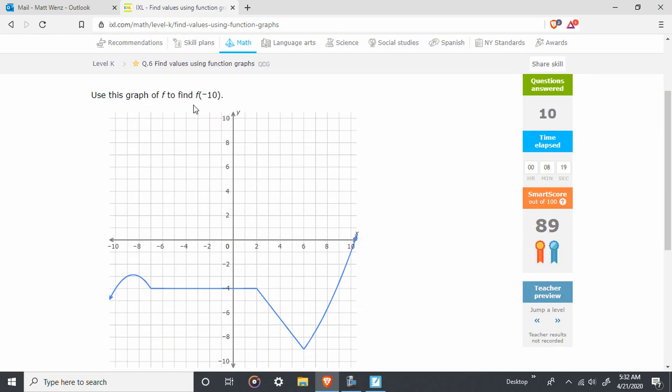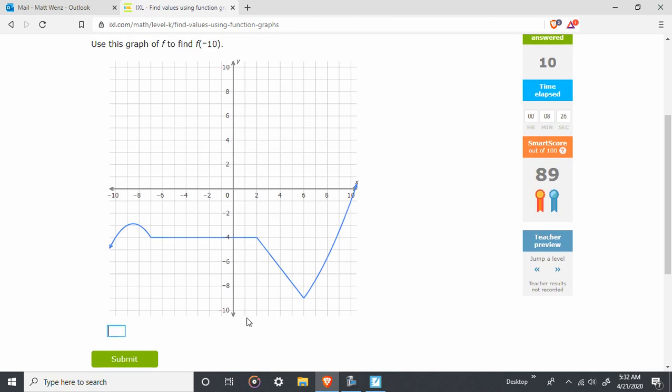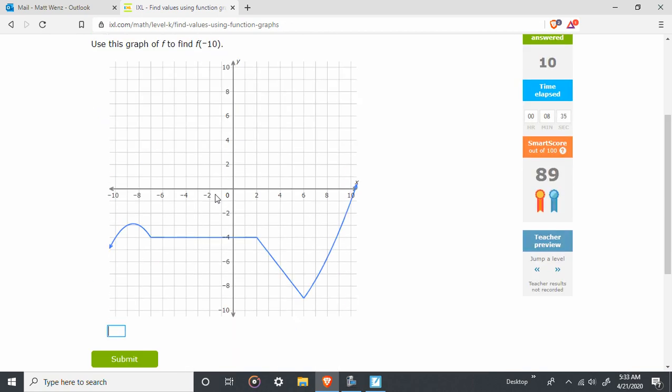Again, f of negative 10. So when is it f of negative 10? So when is y equal to negative 10? Oh, I'm sorry. Use the graph of f to find f of negative 10. In other words, when the function is evaluated at negative 10. Okay, so they don't want this. They want you to find this. So when I have negative 10, the answer is going to be negative 4.